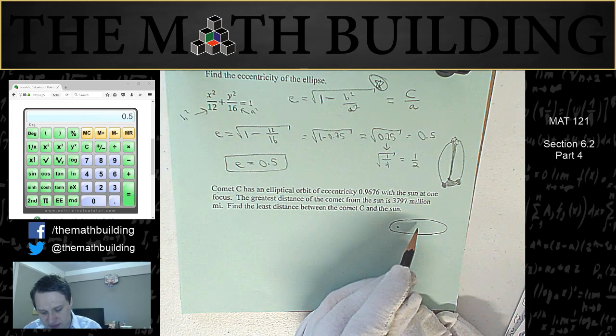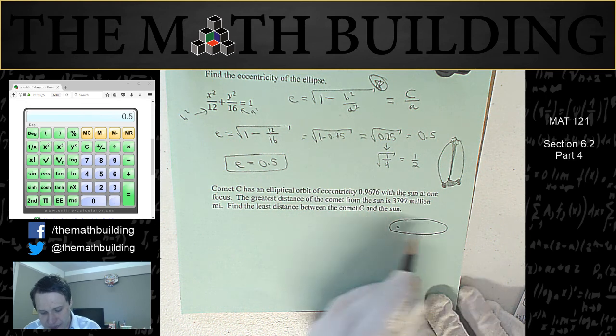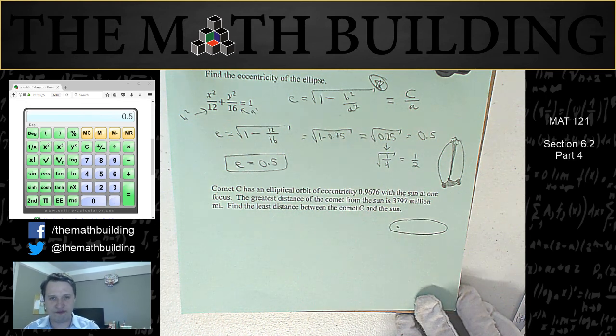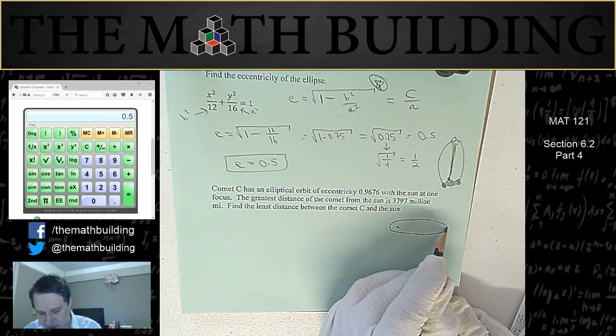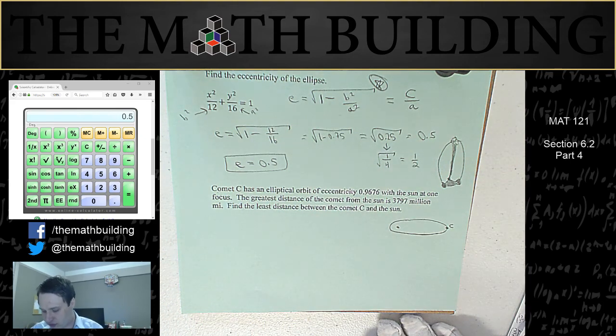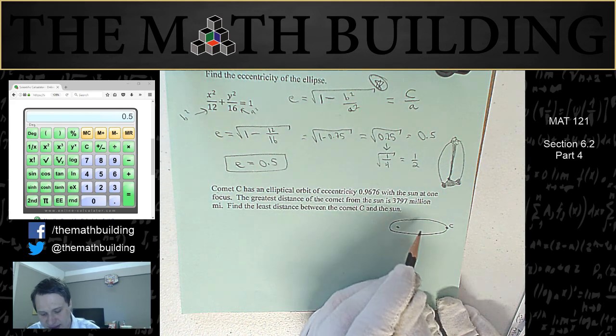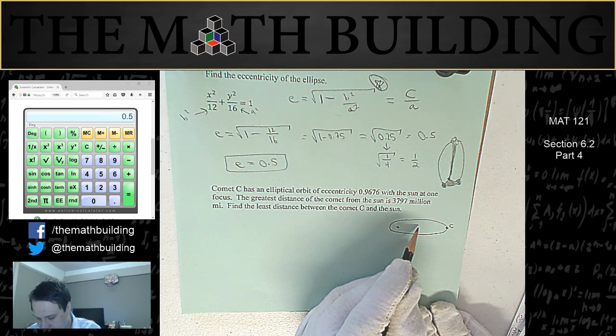Well, if we look at this, we see that here's our star, and where do you think on this ellipse is where we're the furthest away? The furthest we're going to be is right here. Would you agree? Here's comet C. So here is the furthest distance we are away. And so the question is, what is that distance? And the answer is, that distance is equal to A.